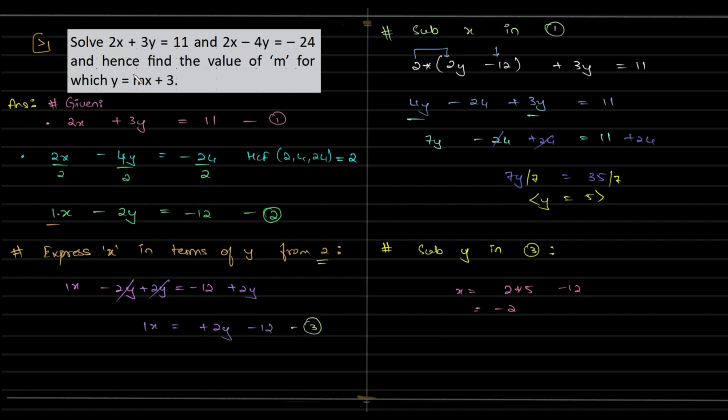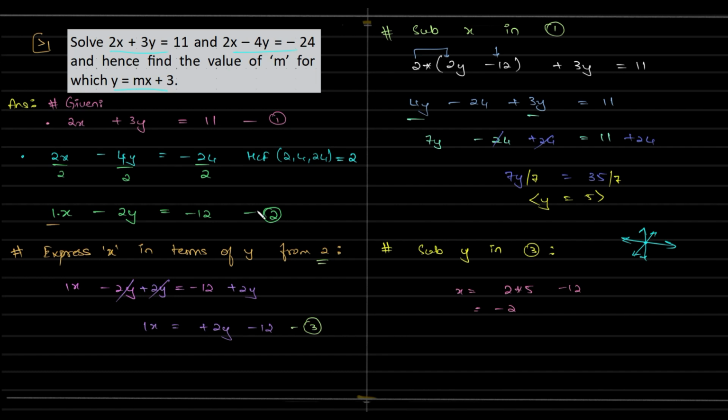Now what is it that we are looking at? Hence find the value of m for which y is equal to mx plus 3. See, indirectly what they're trying to tell us, the question is, according to me, not very clear. They're telling us that these two equations' solution is also the solution for the third one. Graphically, it means that all these three lines are crossing each other through a single point. I'll show it to you with our Python.